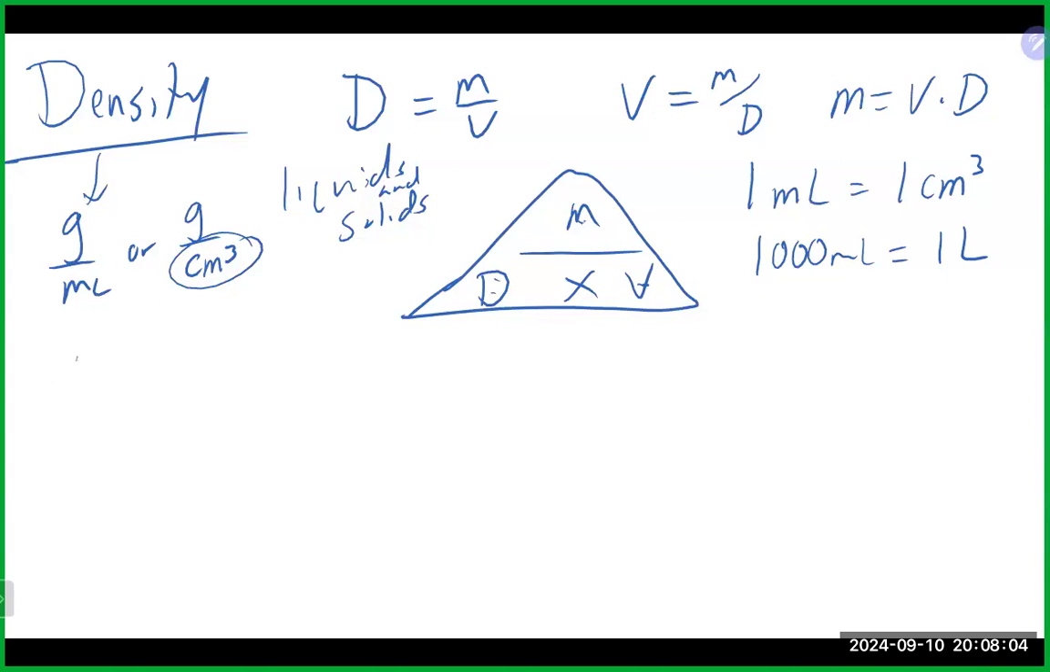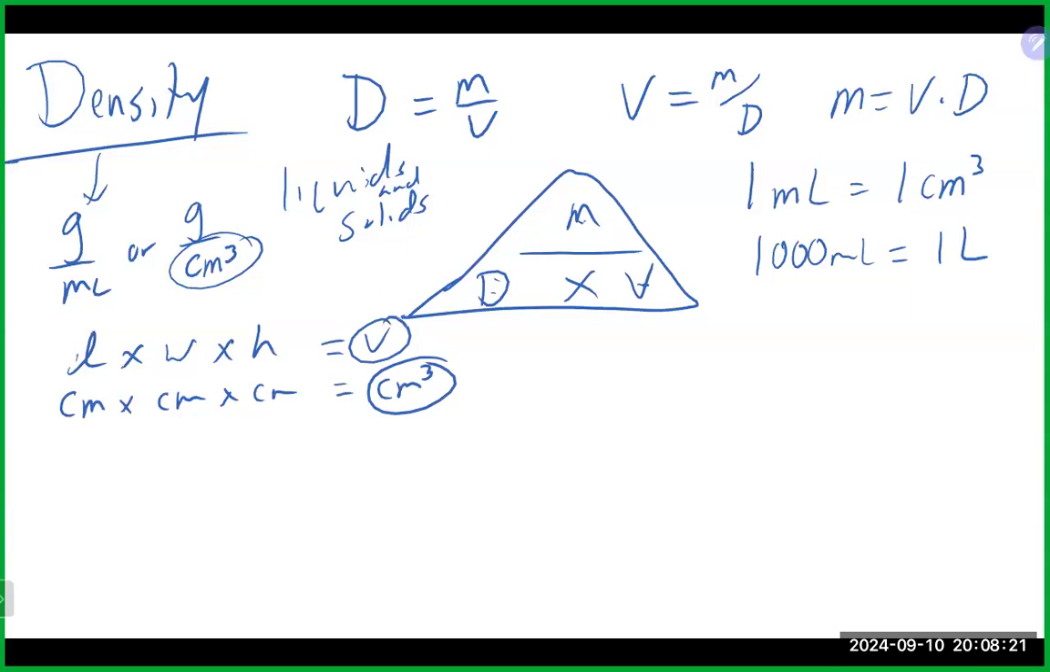If you take the length times the width times the height of a cube solid, that's going to give you the volume. These are each measured in centimeters, which is a length measurement. When you multiply them together, it gives you a cubic centimeter, which is a volume. For gases, as we will learn when we get to the gas chapter, the units of density are typically grams per liter.